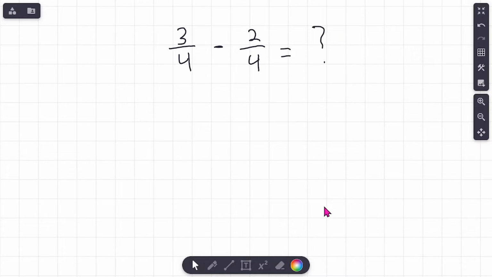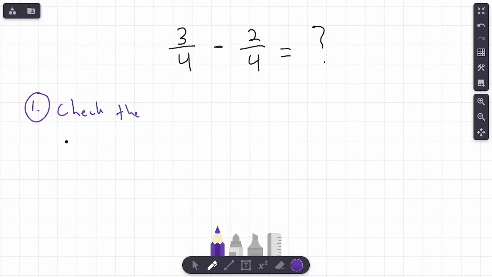So with all that said, let's look at this first problem. First thing we have on the screen is 3/4 minus 2/4. And a couple things that I want you to think through when you see a subtraction problem. Okay, first things first, you probably noticed, hey, it's a subtraction problem. Great. So first thing I want you to do is check the denominators. Boom. Check the denominators, okay?